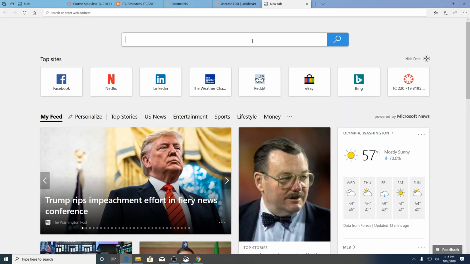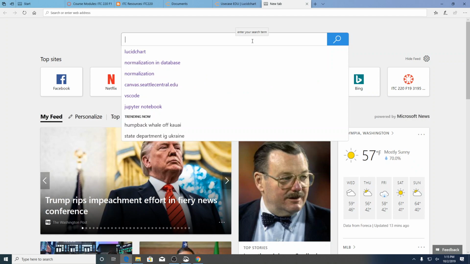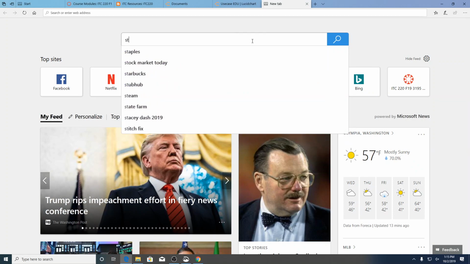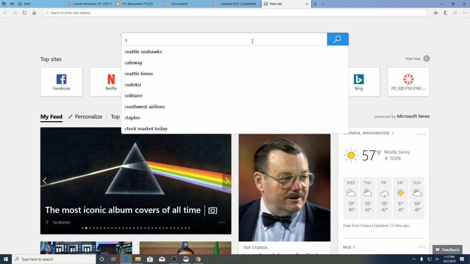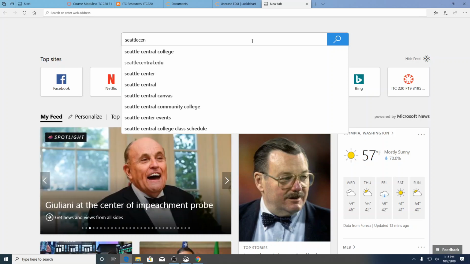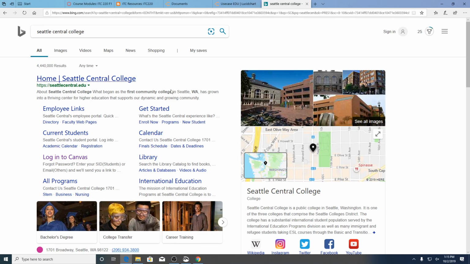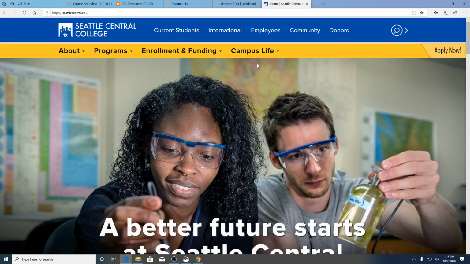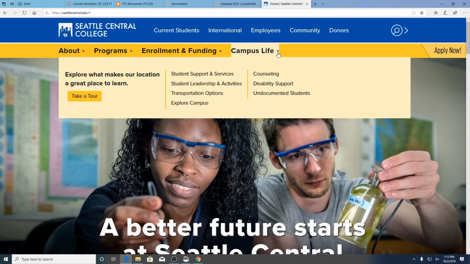All the information should be on the IT stuff. So let's look. If you go to Seattle Central, doesn't it have a page that tells you? Yeah. Under the IT department, there's a page that shows you how to get access to it.